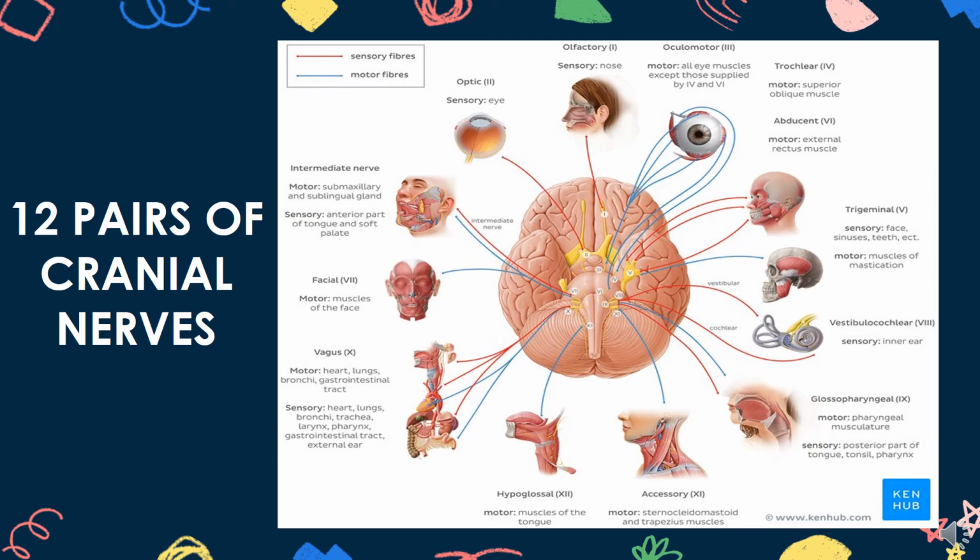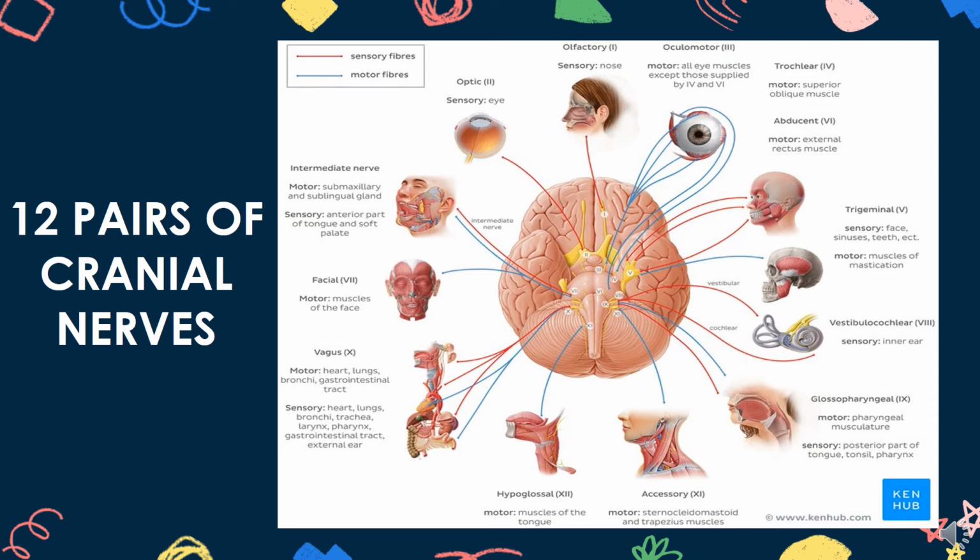The fourth one is the trochlear. Its function is to supply motor fibers for 1 external eye muscle. The fifth one is the trigeminal. Its function is to conduct sensory impulses from the skin of the face and mucosa of the nose and mouth. It also contains motor fibers that activate the chewing muscles. The sixth one is the abducens. Its function is to supply motor fibers to the lateral rectus muscle, which rolls the eye laterally.